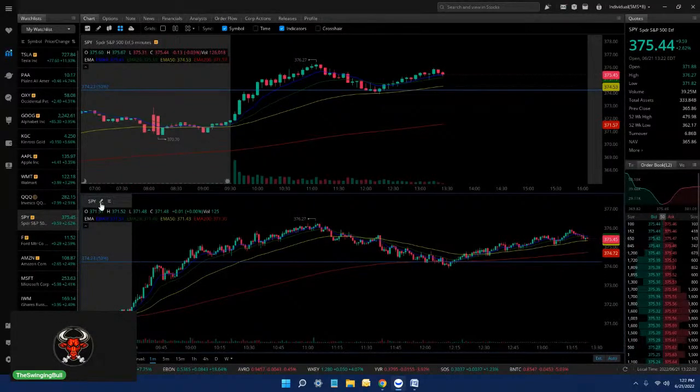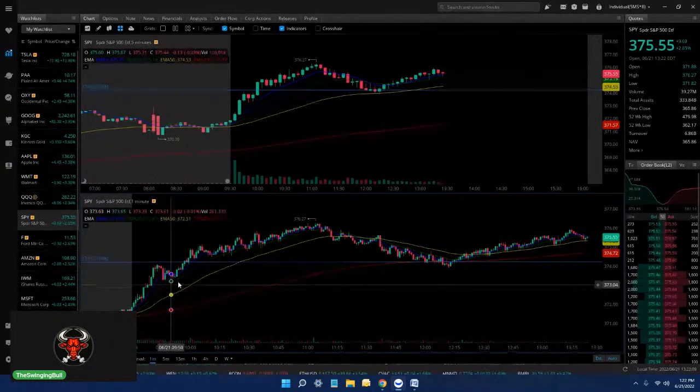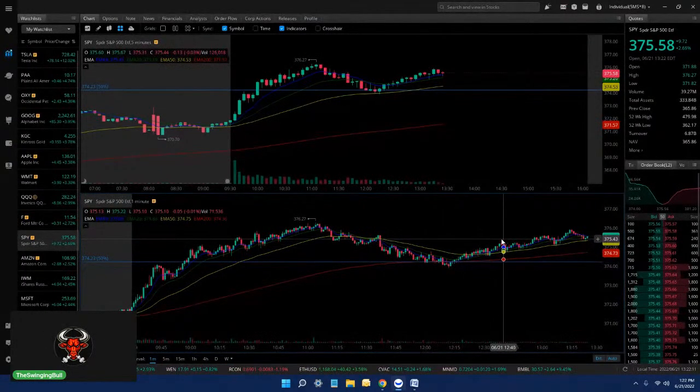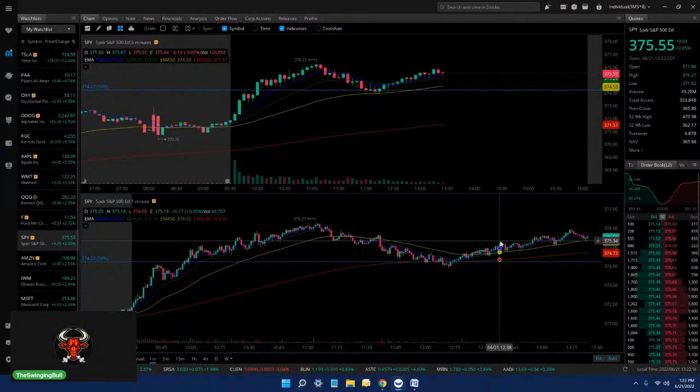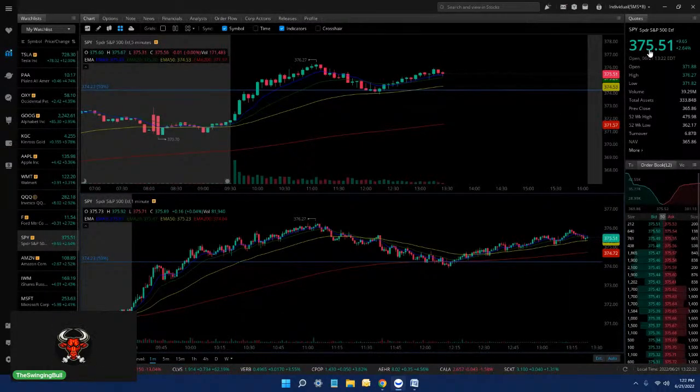This basically mirrors the S&P 500 index. So this is called the SPY, and you are able to day trade the SPY, whether through the actual SPY stock or SPY options. The stock is going to be pretty expensive to buy shares of SPY because it's trading at 375 right now.